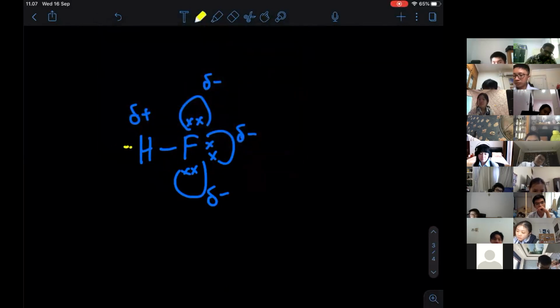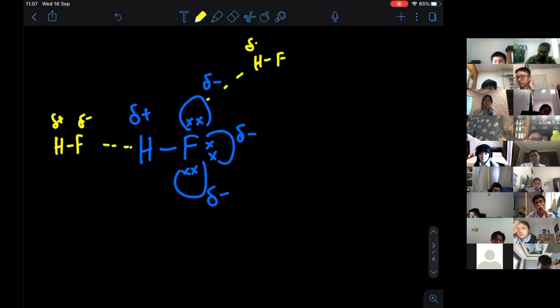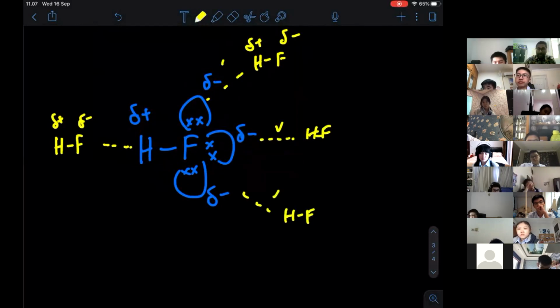They know that this one will join with another HF: delta negative, delta positive, 1. So this one will join with HF, delta positive, delta negative, another 1. This one will join with HF, another 1. This one will join with another HF. So is the answer 4?